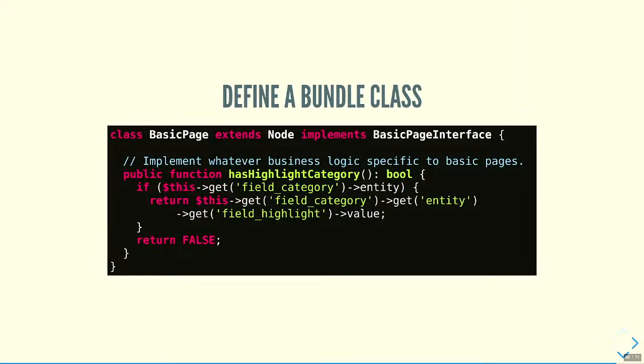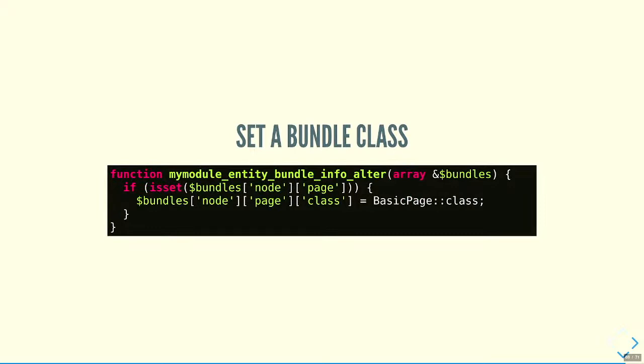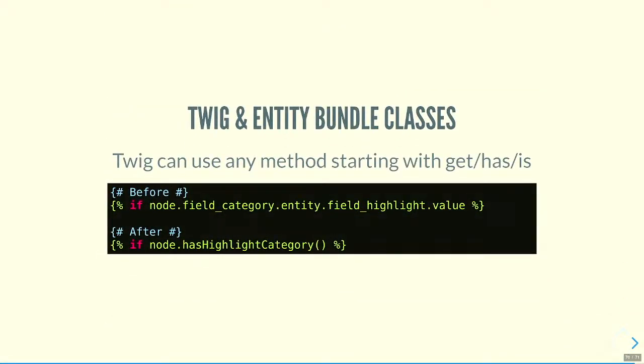So in this case, using the same example with the highlight category again, but in this case, I created my own basic page class. I have a highlight category method in there, doing the same thing as before, just in PHP. It's going to the reference taxonomy term, checking its value. Then I need to tell Drupal to use this class. For that, I need to use the hook_entity_bundle_info_alter hook and check if page is there. If yes, set the class to my class. And what this allows me to do is, for example, in Twig, I can change from the before example, that is this very long hard-coded stuff with multiple dots and so on, to just node.hasHighlightCategory.